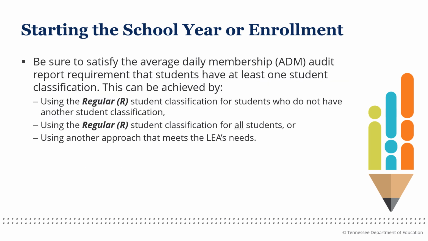Final thought on starting the school year enrollment. Be sure to satisfy the average daily membership audit report requirement that students have at least one student classification. You may do this in several ways. Two possibilities follow. Use the regular R student classification for all students or only for students who do not have another student classification, or use another approach that meets your district's needs.